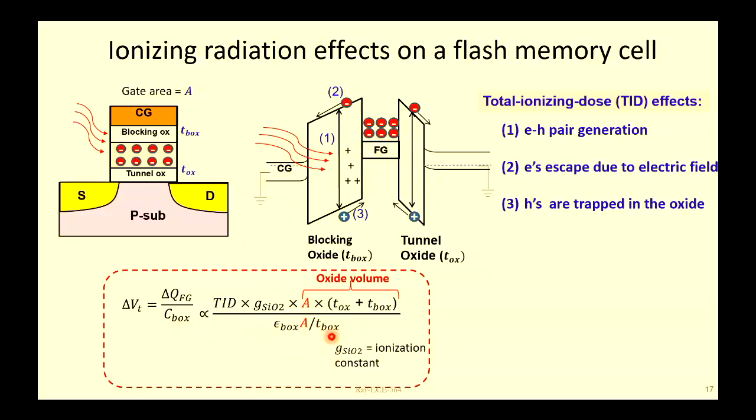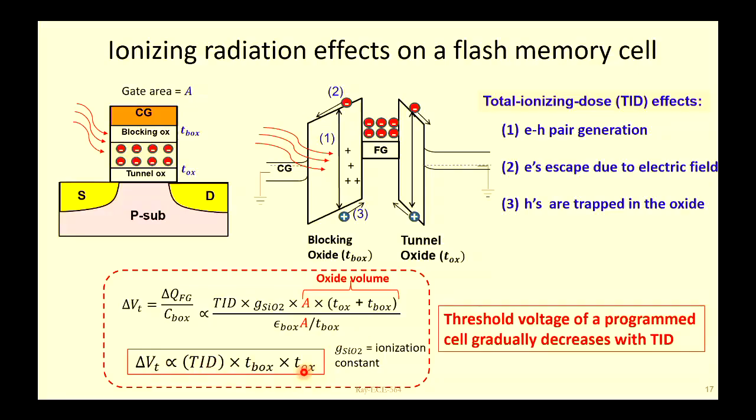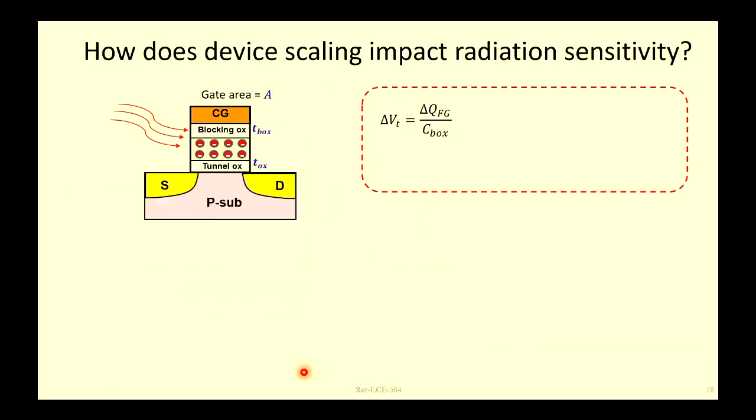This is the equation we talked about when we solved flash memory related questions in homework 4, right? I'm sure you have used this equation in homework 4. So this is the equation we're applying for understanding radiation effects as well. Again, the area gets cancelled, and you get a threshold voltage loss equation in terms of blocking oxide times tunnel oxide, or oxide thickness squared. The threshold voltage of programmed cells will gradually decrease with TID, whereas the threshold voltage of an erased cell can increase with TID as well, to some extent.